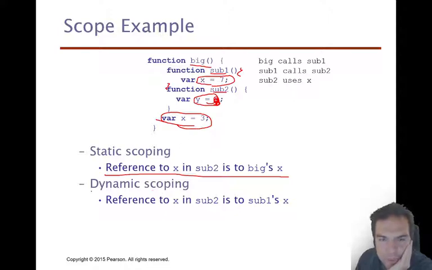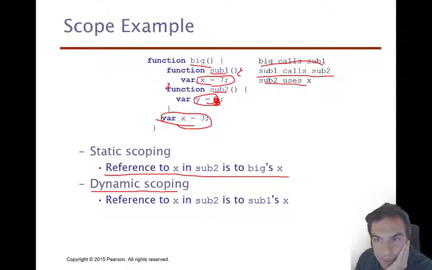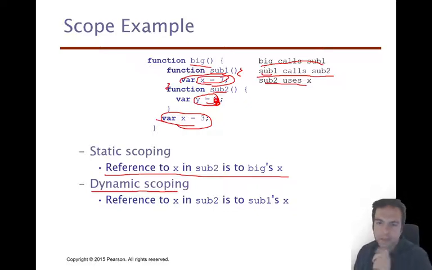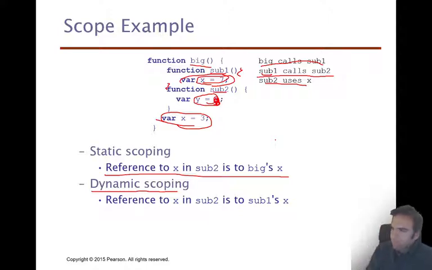If we use dynamic scoping, big calls sub 1, sub 1 calls sub 2, which uses x. So sub 1 was called before, so it's going to look in sub 1 to find x, and it'll find this one, right? So you have to pay attention to that call sequence, right? So it finds sub 1's. This little example was an attempt to show the same thing that I wrote with the pen on the previous slide.